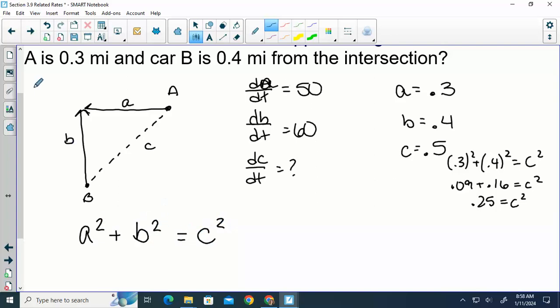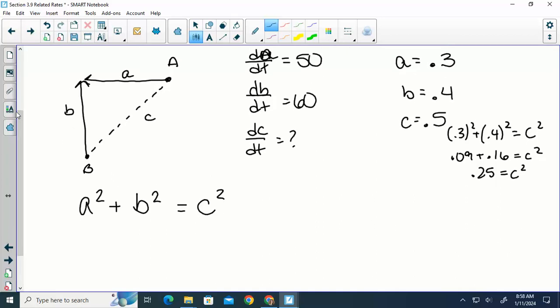We already said we're doing the Pythagorean theorem. If you had any constants, you would plug them in now, but we don't. Everything's changing in this problem. So what do I need to do? Derivative. What's the derivative of A squared? 2A dA/dt, plus the derivative of B squared, 2B dB/dt, equals the derivative of C squared, which is 2C dC/dt.